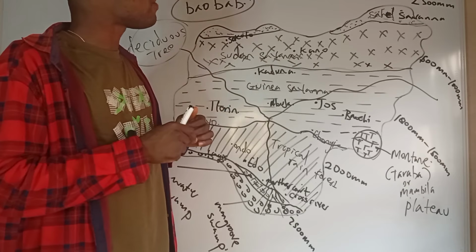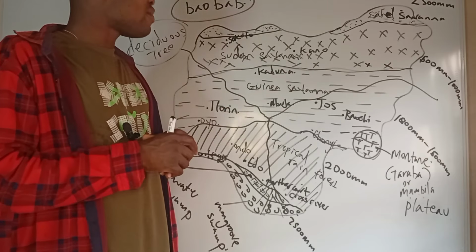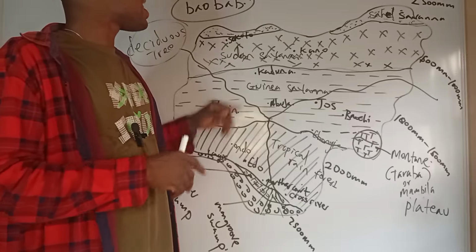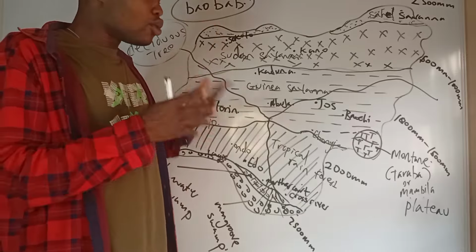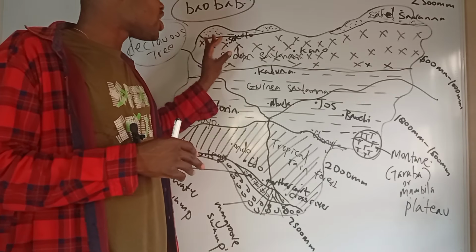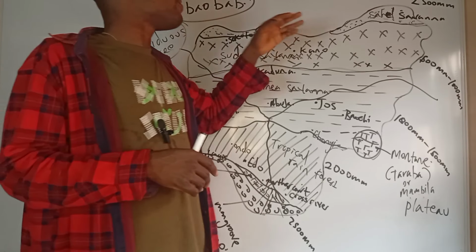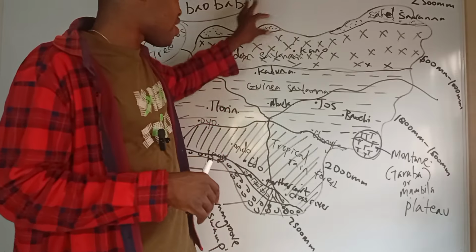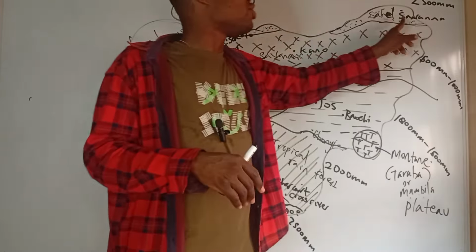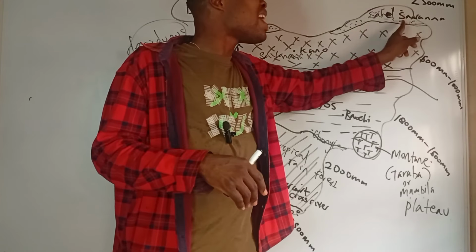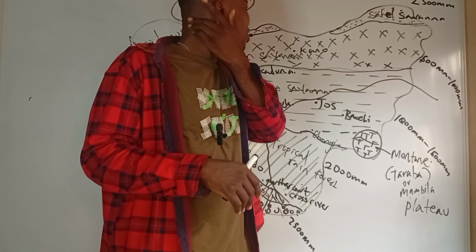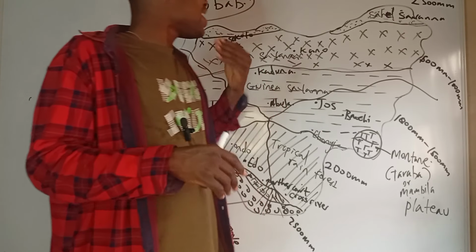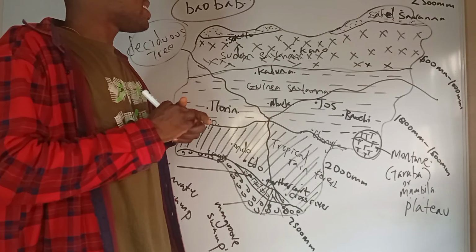Now, most importantly, the Sahel Savannah is found in what states? It's found in states like Sokoto to the west. Many parts of Sokoto are in the Sudan Savannah. Then we have states like Zamfara, some parts of Zamfara around here. Then states like Yobe and Borno. So those states are where you can find the Sahel Savannah.